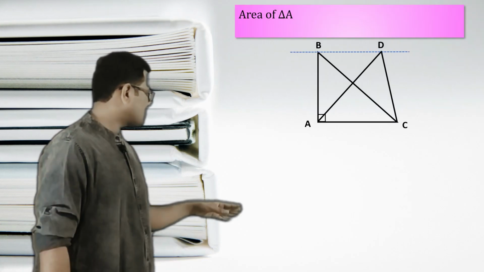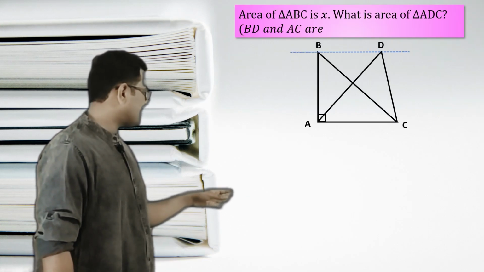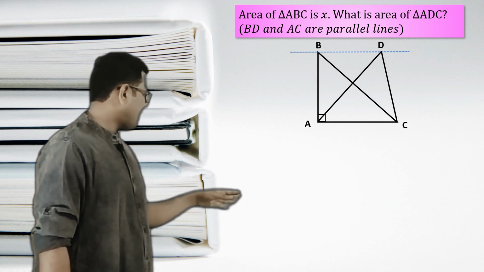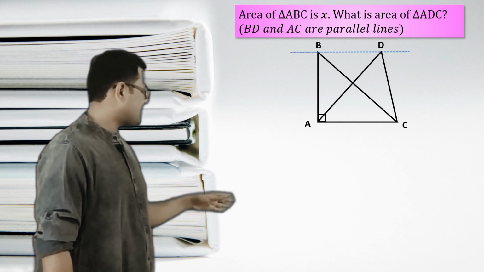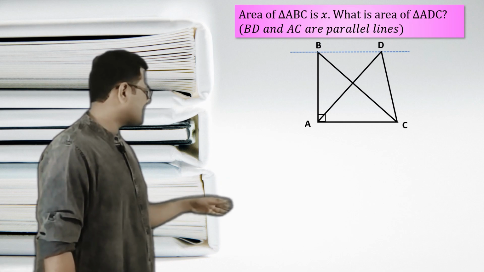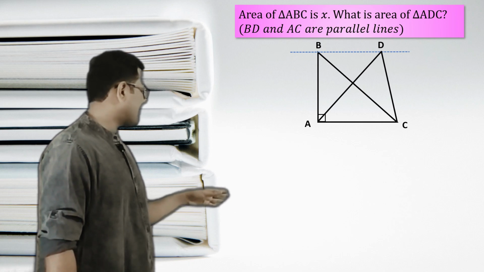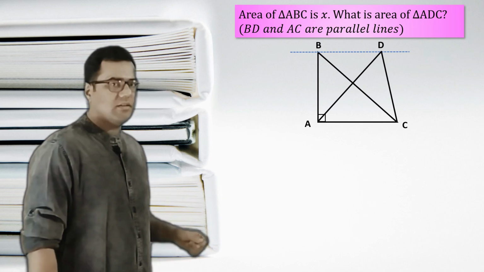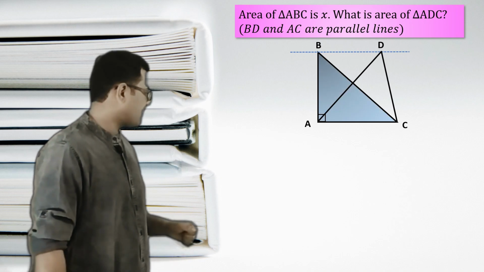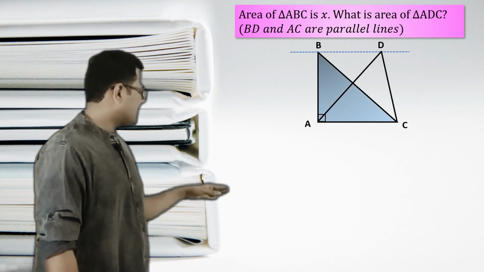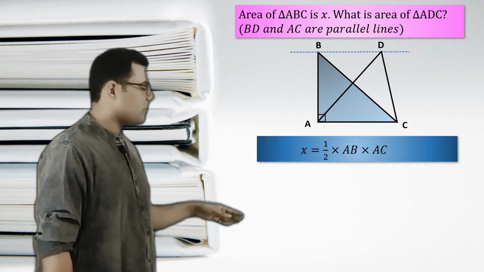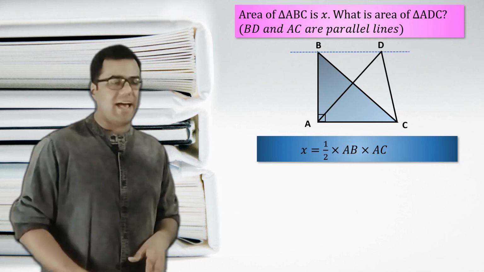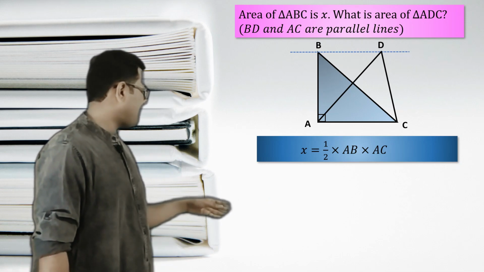So let's solve some problems on triangles. Now, triangle CAB is a right triangle because angle A here is 90 degrees, and we have been given that the area of this triangle ABC is X. Now they want to know the area of triangle ADC. So let's first concentrate on this right triangle. For this right triangle, the area is going to be half multiplied by AB multiplied by AC because it is a right triangle, and so we have X equals half multiplied by AB multiplied by AC.